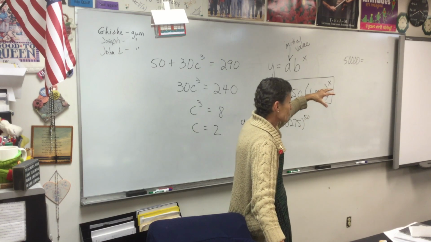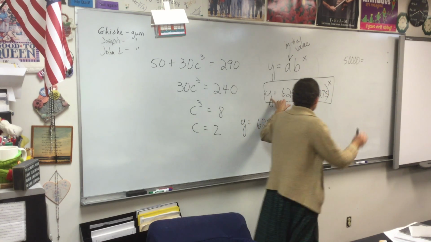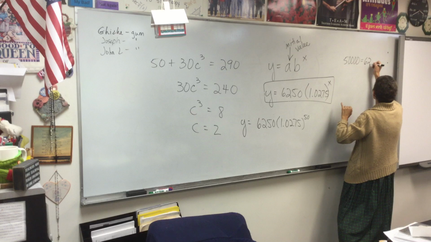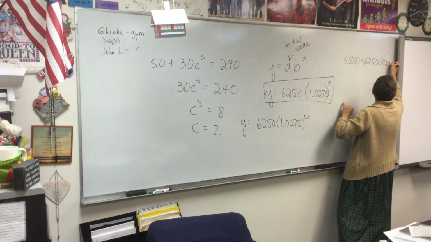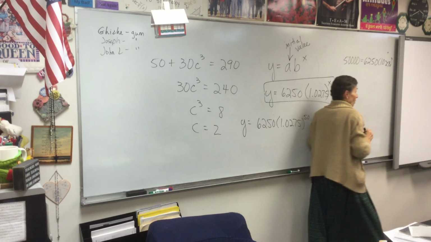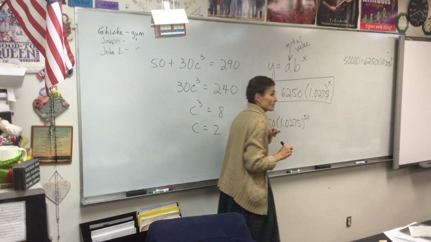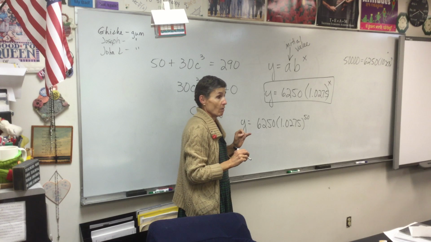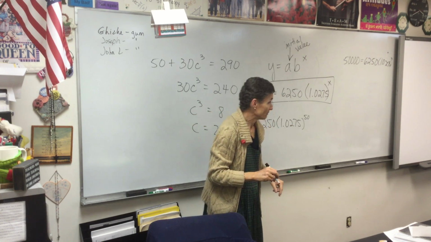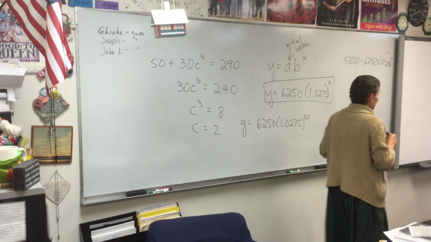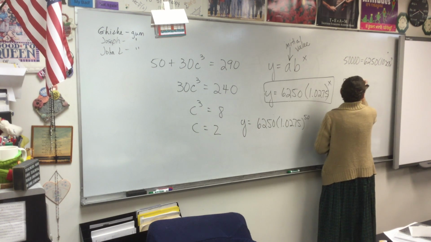So does everybody understand that the 50,000 now goes in for Y? And I have this equation to solve. Now, step 1. I want you to divide by 6250. That comes out to be even, so it's 8.